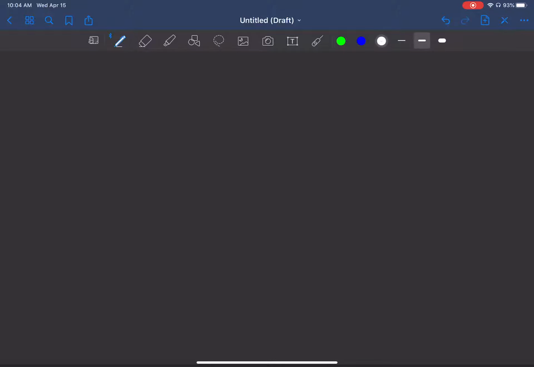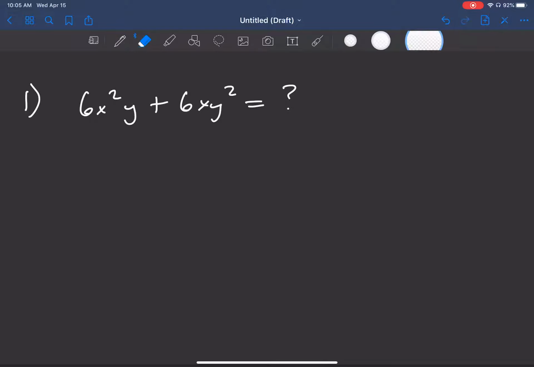Okay, so let's see. We're going to start with the first question, right? The first question was asking which of the following is equivalent to 6x squared y plus 6xy squared. You have a few options for your A, B, C, and D. This is almost like a warm-up question, right? They just want you guys to be able to factor out what you can factor out from both terms here.